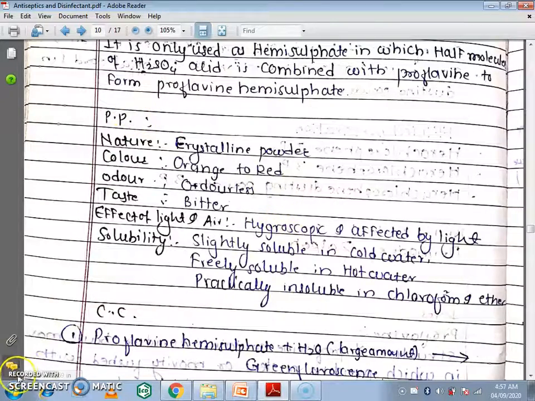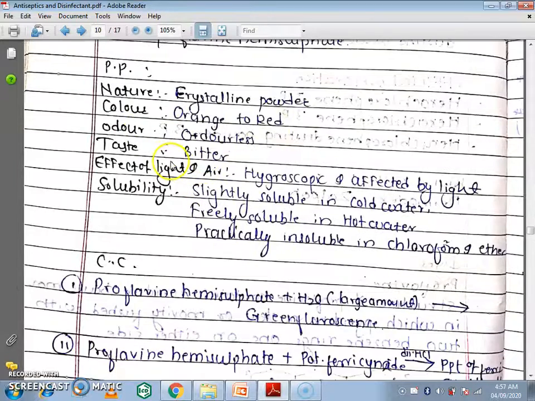Next we see the nature: crystalline powder, color orange to red, odorless, taste bitter. Next is the effect of light and air: hygroscopic and affected by light. Solubility: slightly soluble in cold water, freely soluble in hot water, and practically insoluble in chloroform and ether. This is the physical property.